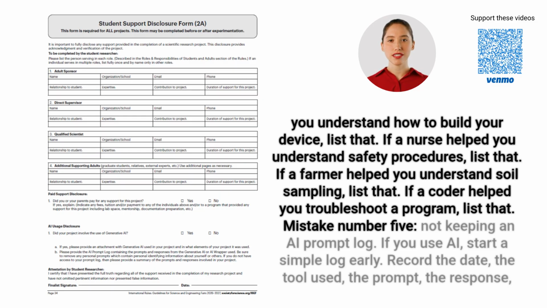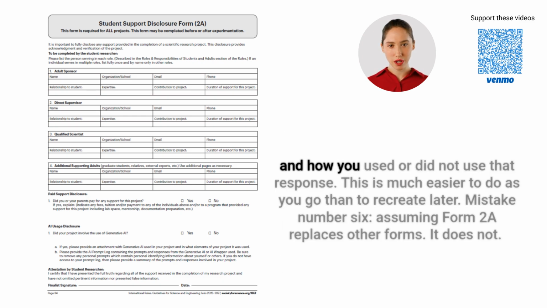Mistake number 5, not keeping an AI prompt log. If you use AI, start a simple log early. Record the date, the tool used, the prompt, the response, and how you used or did not use that response. This is much easier to do as you go than to recreate later.